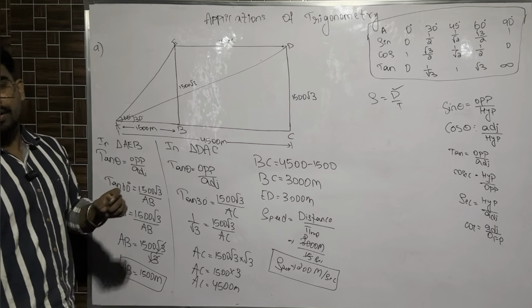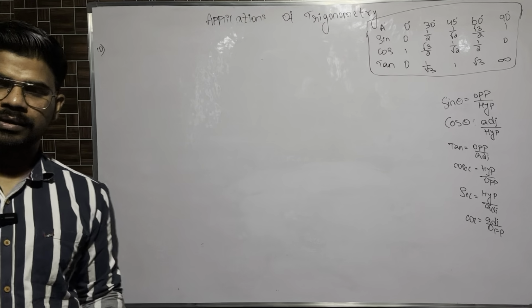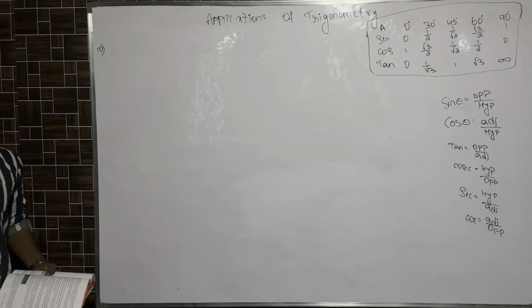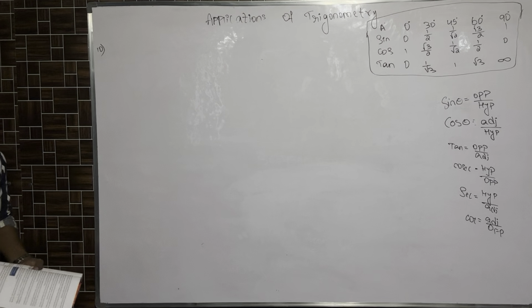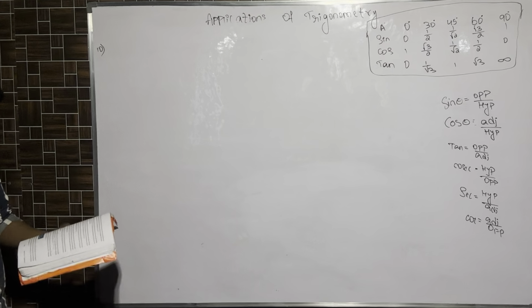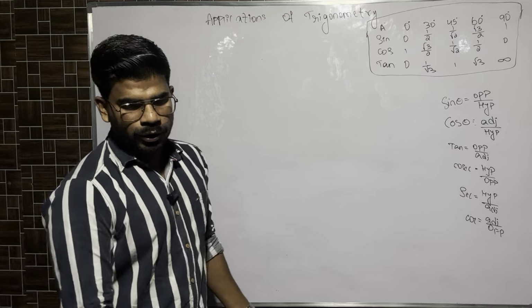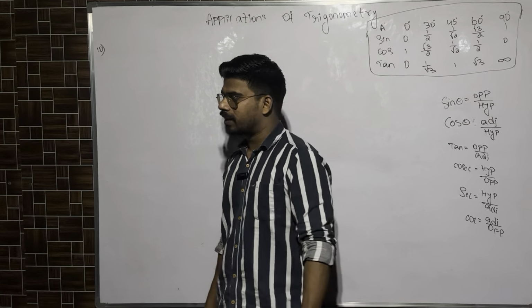Clear? Important question. Last question from this textbook. Question number 10. The angle of elevation of the top of the tower, foot of the building, and foot of the tower, top of the building. I already told you, you will get confused over here. What is the trick that we discussed?